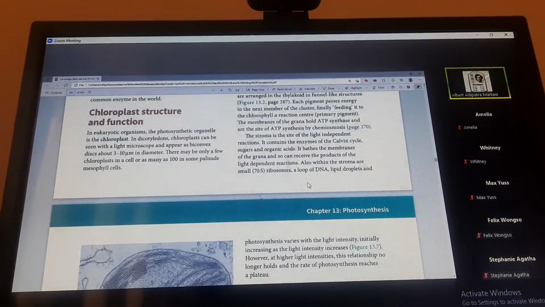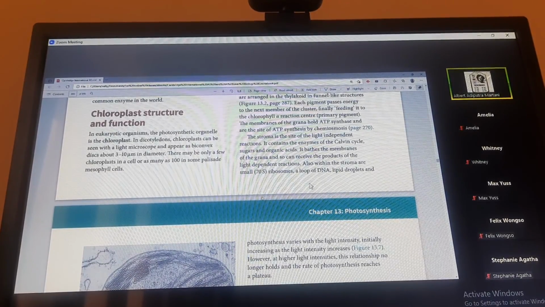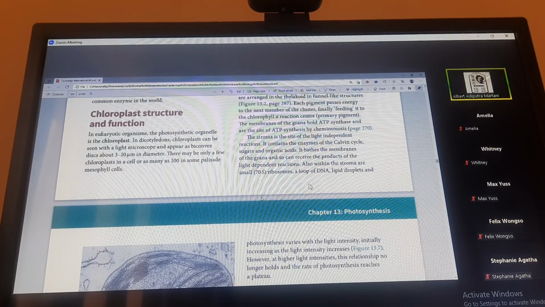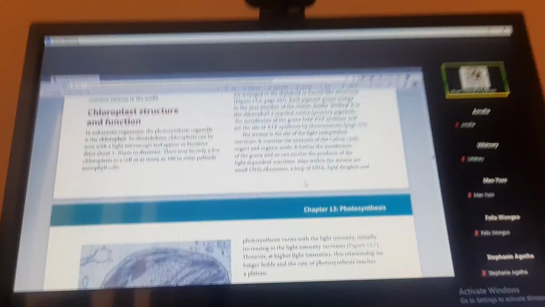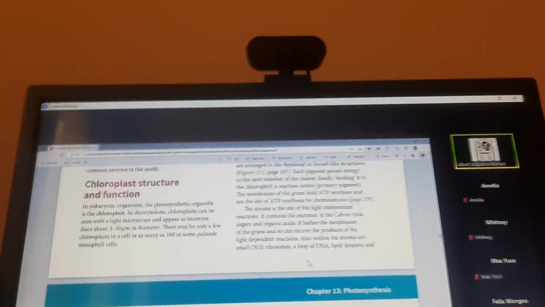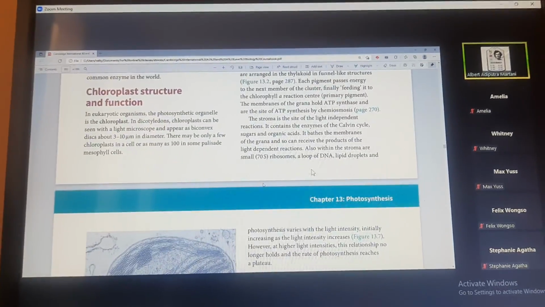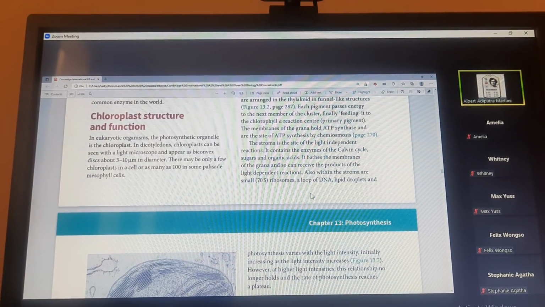For them to perform smoothly, like helping each other out, they need to be in proximity to each other. The thylakoid and the stroma have to be very close to each other, and therefore the stroma is found in the surrounding environment of the thylakoid. It contains the enzymes of the Calvin cycle, sugars, and organic acids.